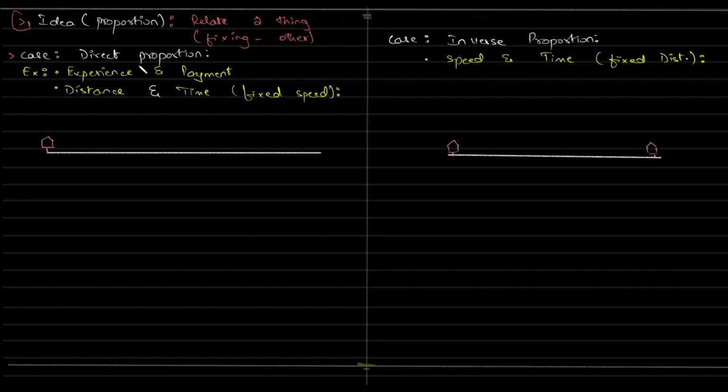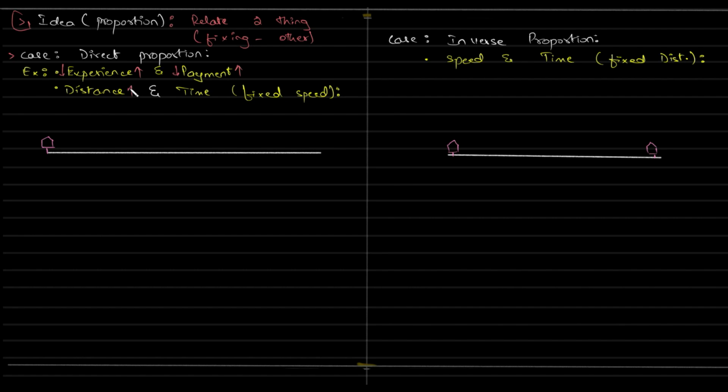Directly proportional is a scenario wherein if you increase one thing, the second thing will also increase. If you decrease one thing, the second thing will decrease. Experience and payment: if you have a good, stable economy, payment will be dependent on good experience, right? One more example which you can understand is time and distance.